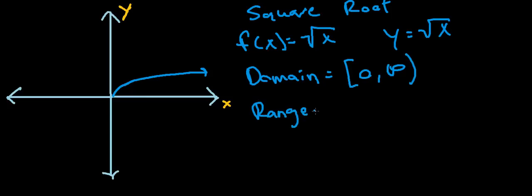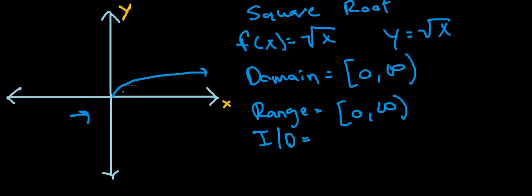And likewise, the range, we cannot get a negative answer from a square root because we can't have a negative under a radical. So we're also going to have a range of 0 to infinity. Increasing and decreasing, read it from left to right, we can see that the y value is always increasing. After a while it increases very, very slowly, but it's still increasing. So this is increasing from 0 to infinity.